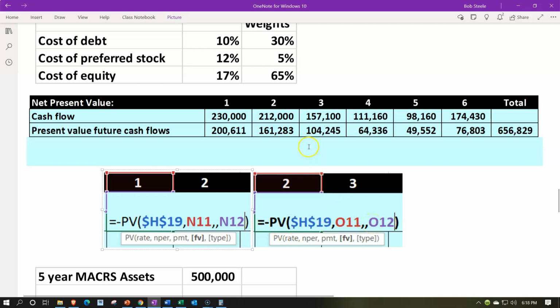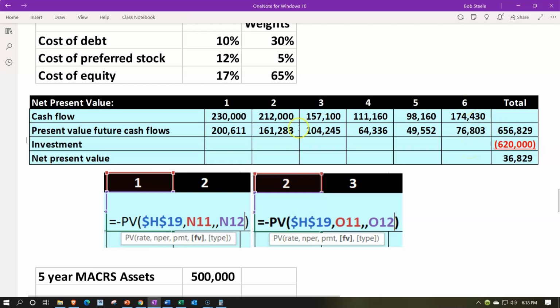If we continue this on, then the 157,100 that's discounted using the WACC rate for 3 periods is 104,245. The 111,160 discounted at the WACC rate for 4 periods is 64,336. The 98,160 discounted at the WACC rate for 5 periods is 49,552. The 174,430 discounted at the WACC rate for 6 years is the 76,803.